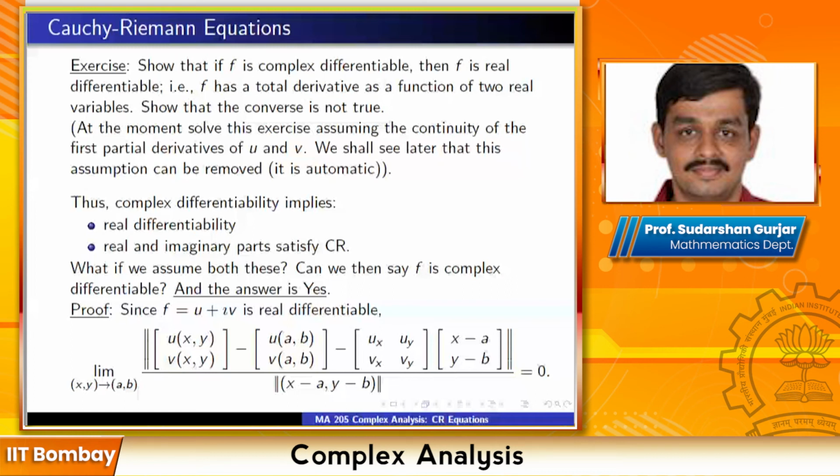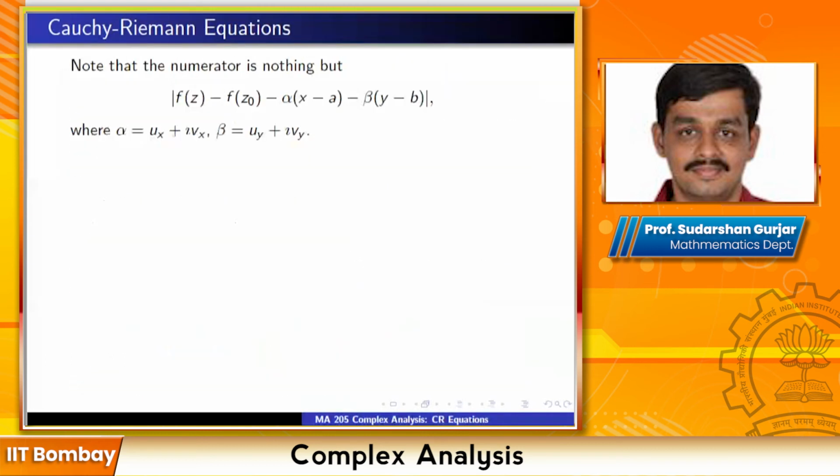Since f is equal to u plus iv is real differentiable, we know that this limit, u of xy, v of xy minus u of ab, v of ab minus the matrix ux uy vx vy applied to the column vector x minus a, y minus b, upon the norm of x minus a, y minus b, is equal to 0 as xy tends to a comma b. This is just unraveling the definition of what it means to say that it is real differentiable at a comma b. This is okay, I suppose.